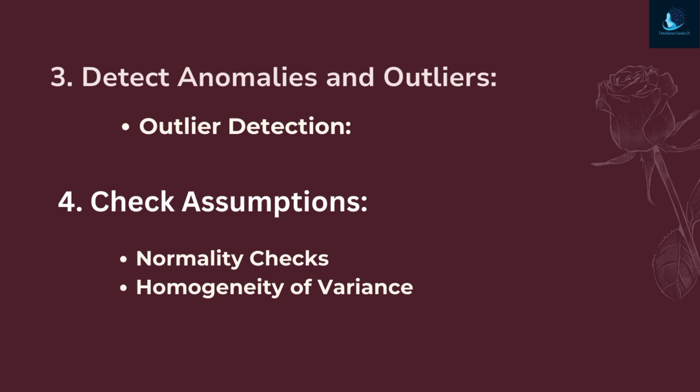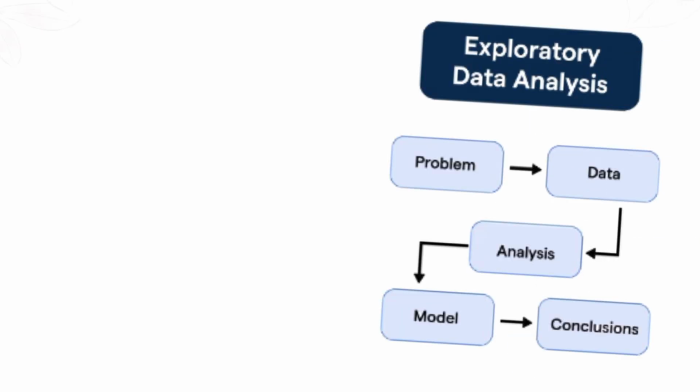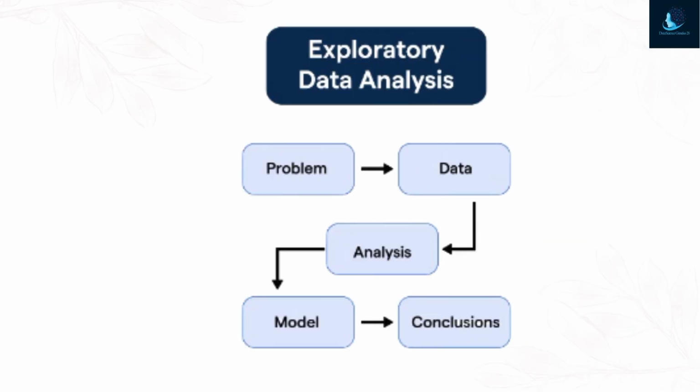Detect anomalies and outliers: identify unusual observations. Such data may require further investigation or removal. Check assumptions: normality check and homogeneity of variance. For the normality check, see whether the data follows a normal distribution using a Q-Q plot and normality tests.